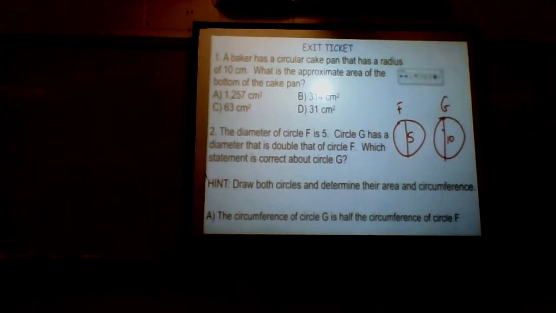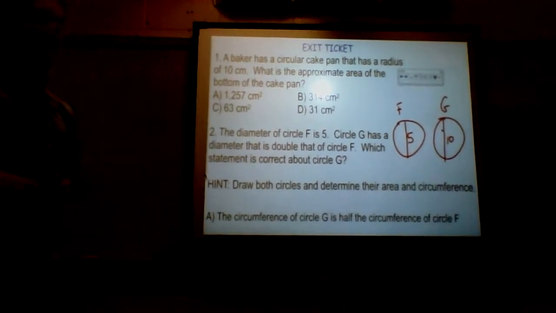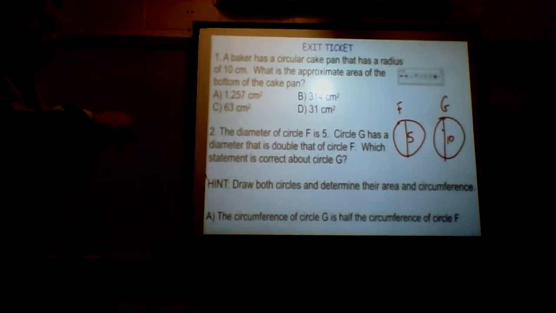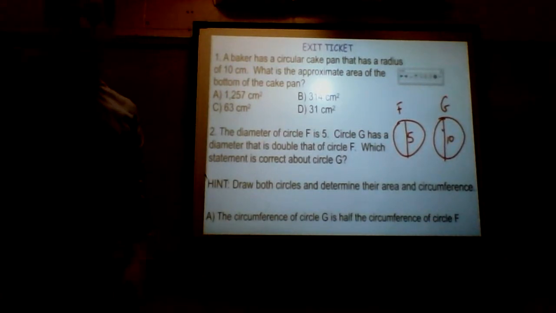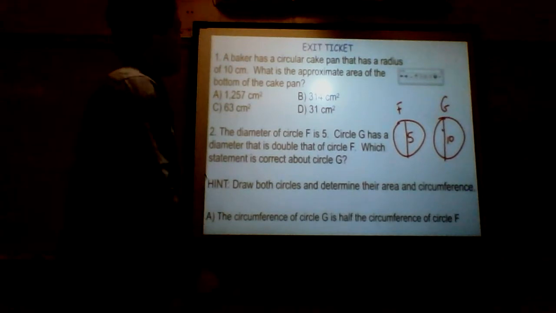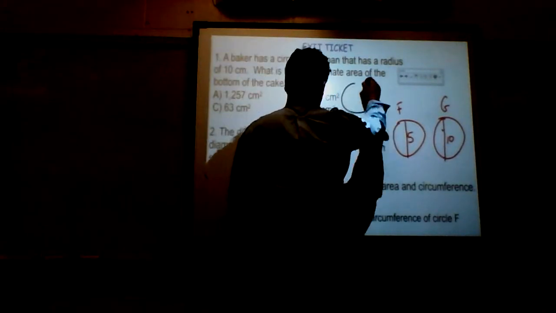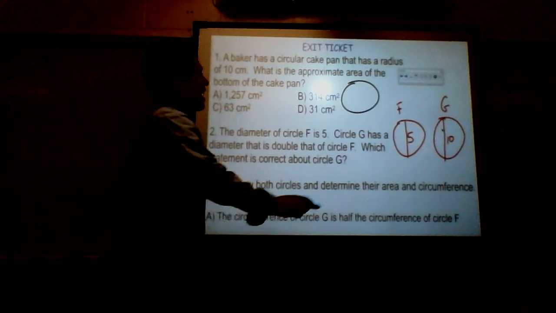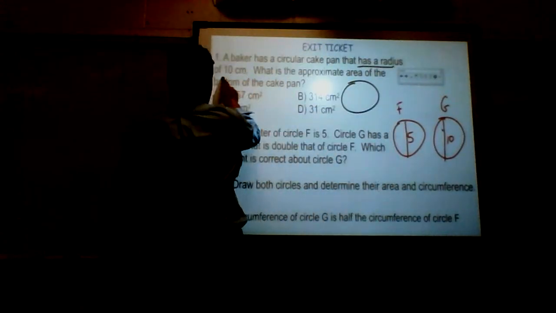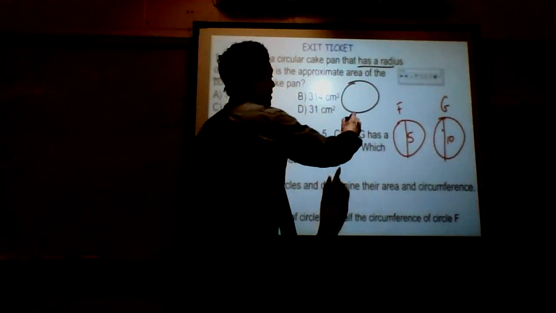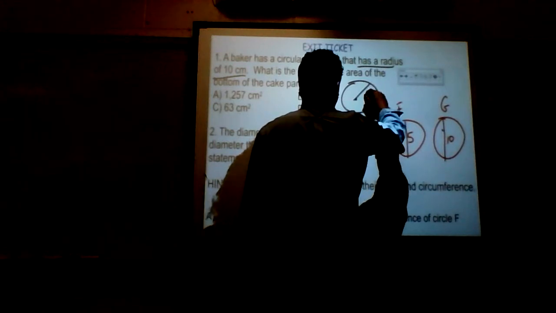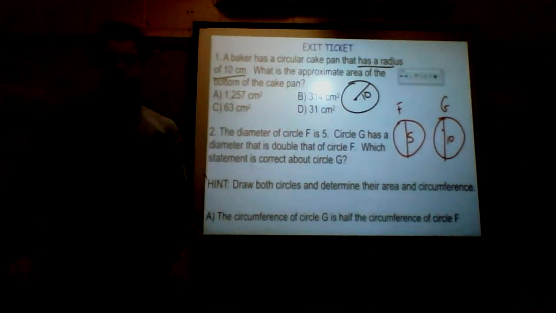Number 1 says a baker has a circular cake pan that has a radius of 10 centimeters. What is the approximate area of the bottom of the cake pan? There's some really important information here that's going to make this problem easy to solve. First of all, it's circular. Second of all, it has a radius of 10 centimeters. So I'm going to draw that on my circle, a radius of 10.